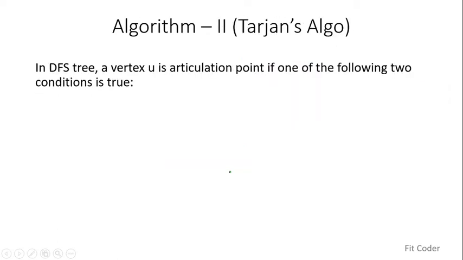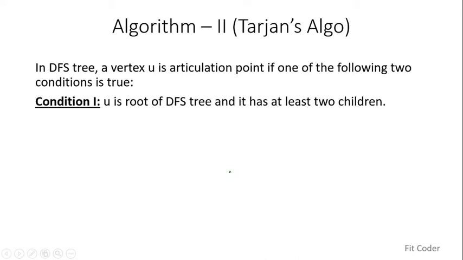So Tarjan's algorithm says that in a DFS tree, a vertex U is an articulation point if one of the two conditions is true. The first condition is if U is the root of the DFS tree and it has at least two children. Let's say the DFS tree is something like this.